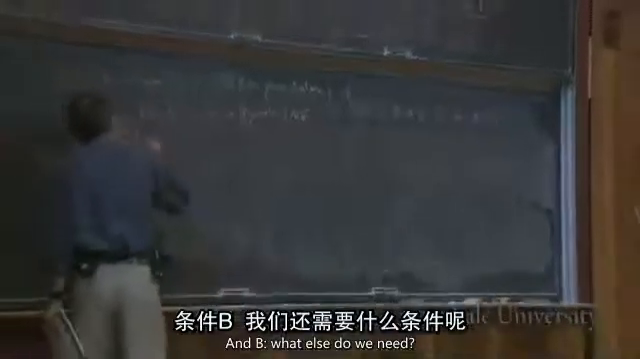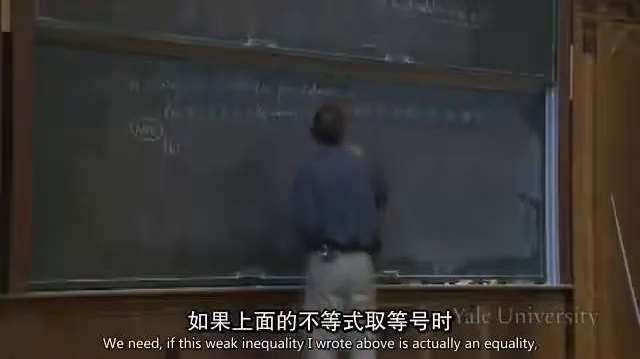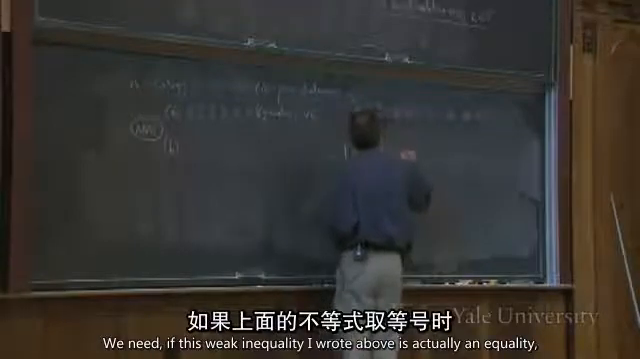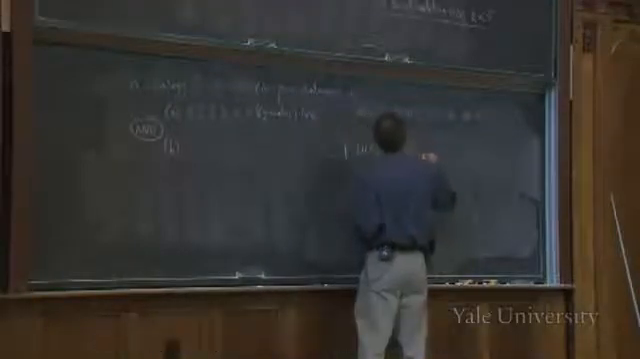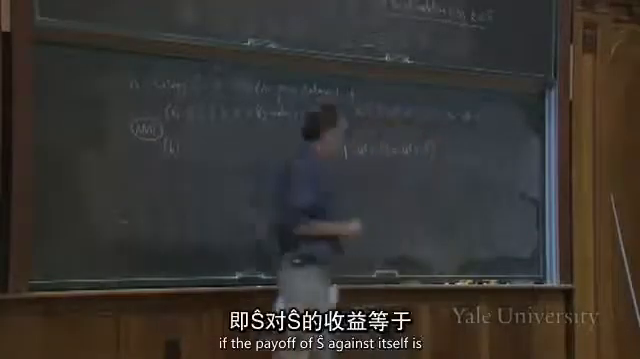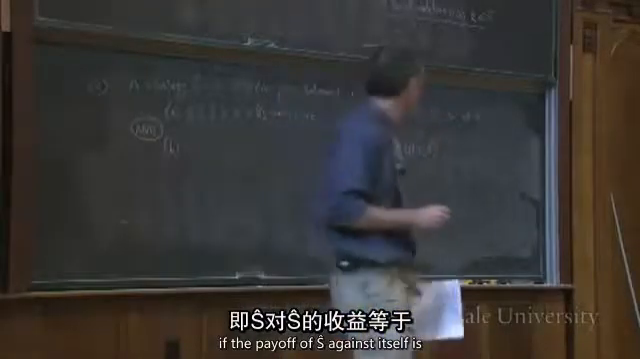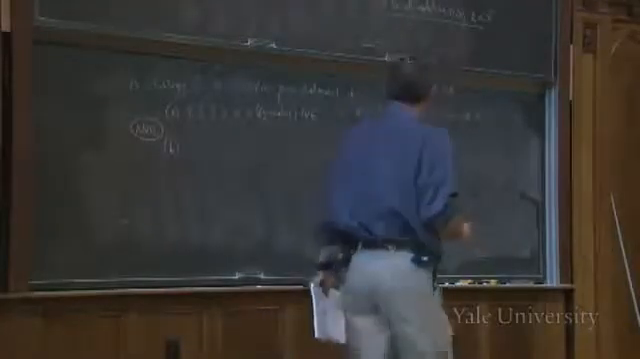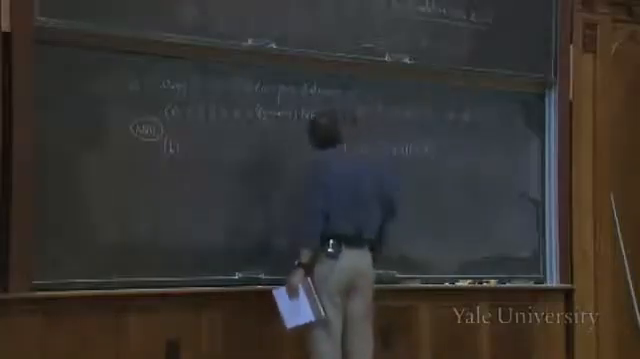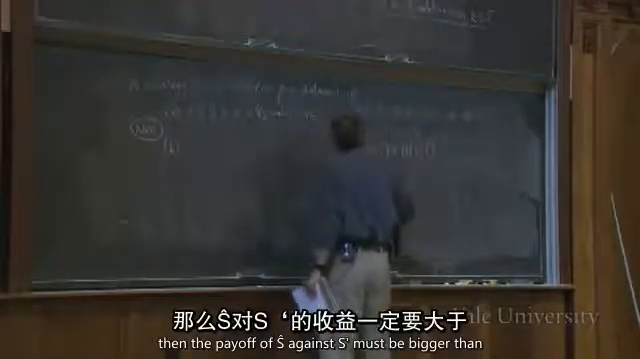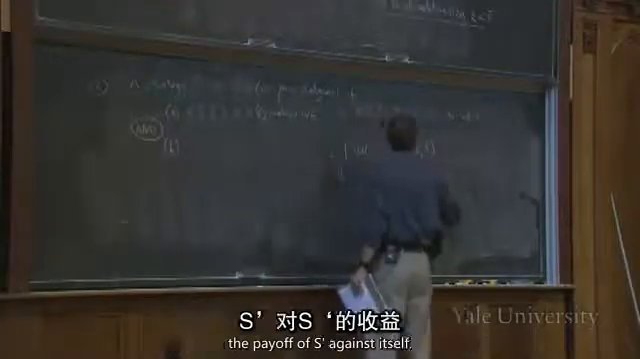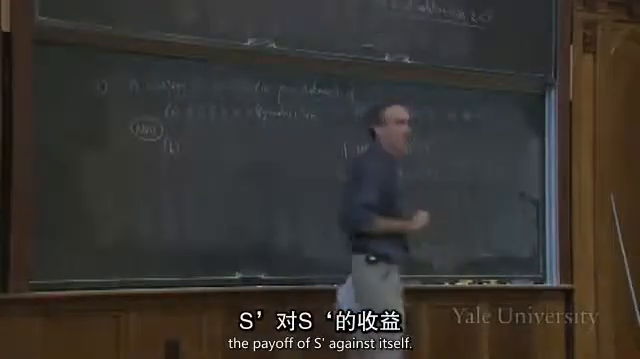And B, what else do we need? We need, if this weak inequality I wrote above is actually an equality, if the payoff of S hat against itself is actually equal to the payoff of S prime against S hat, then the payoff of S hat against S prime must be bigger than the payoff of S prime against itself.